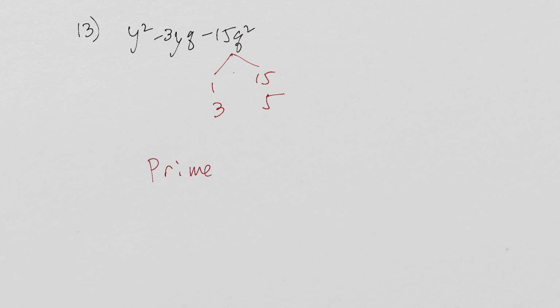Number 13 is y squared minus 3yq minus 15q squared. Because this is negative, I'm looking for a difference of 3. So the only factors are 1 and 15 and 3 and 5. But neither of these give us a difference of 3. This gives us a difference of 2. So this is not factorable. So we write prime.